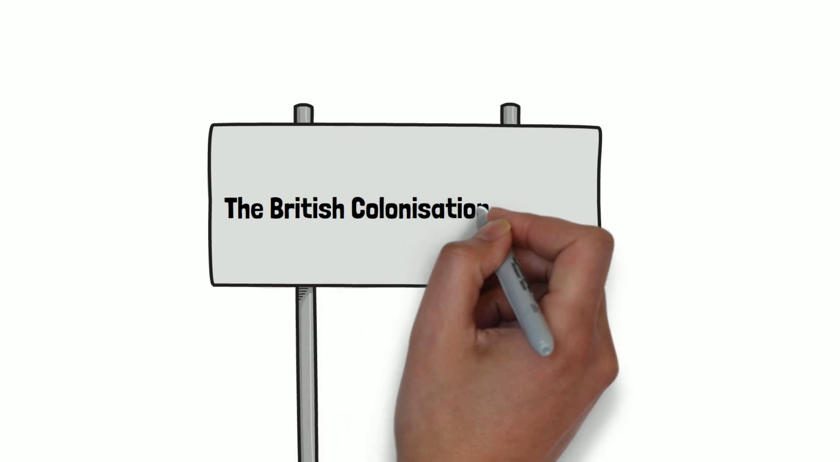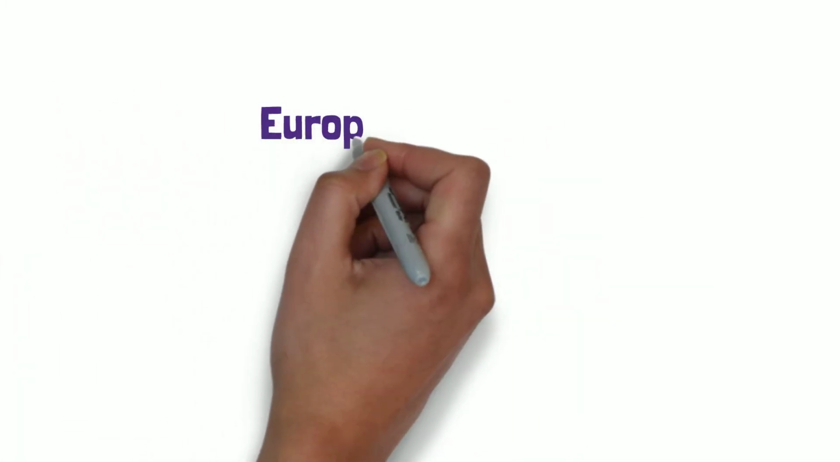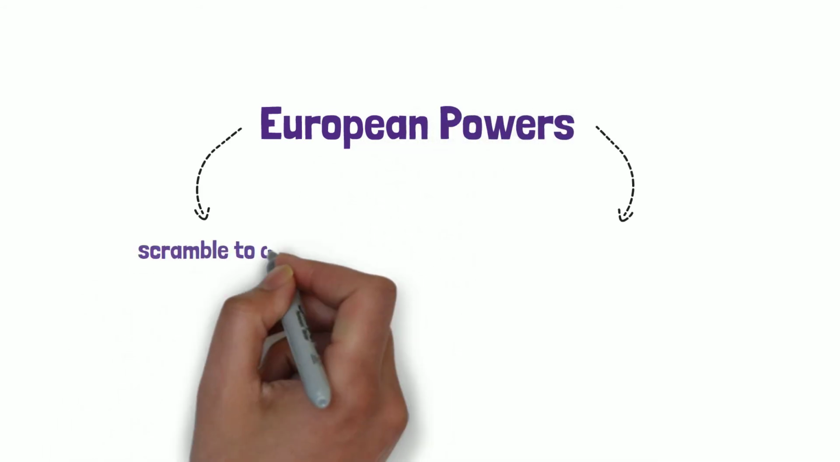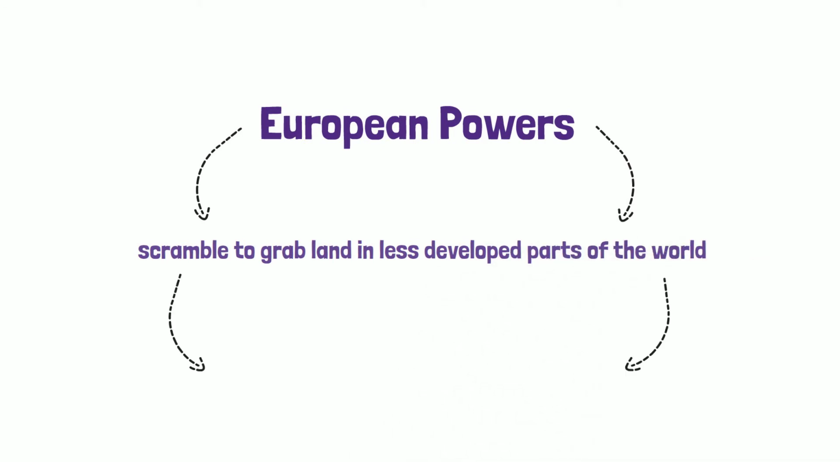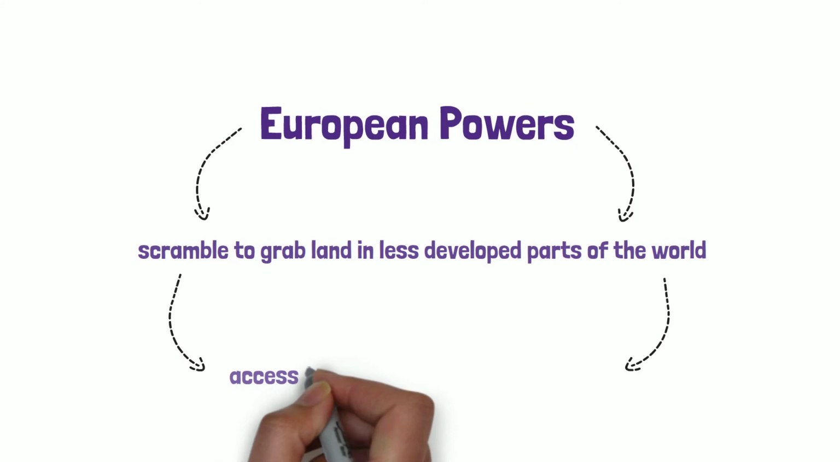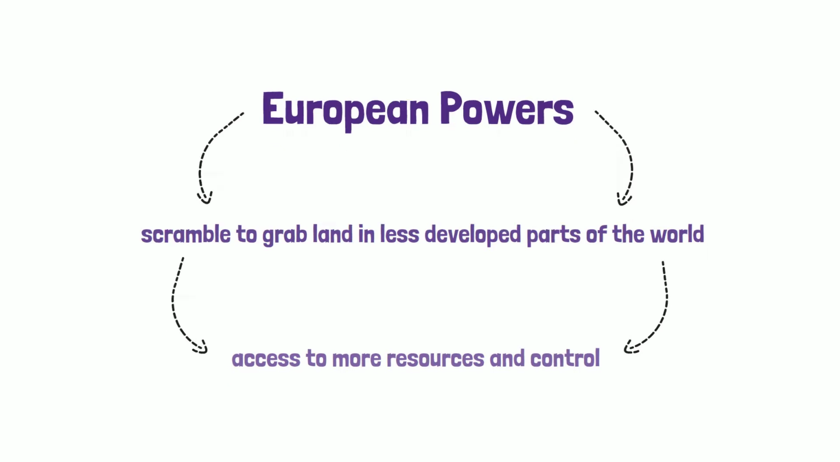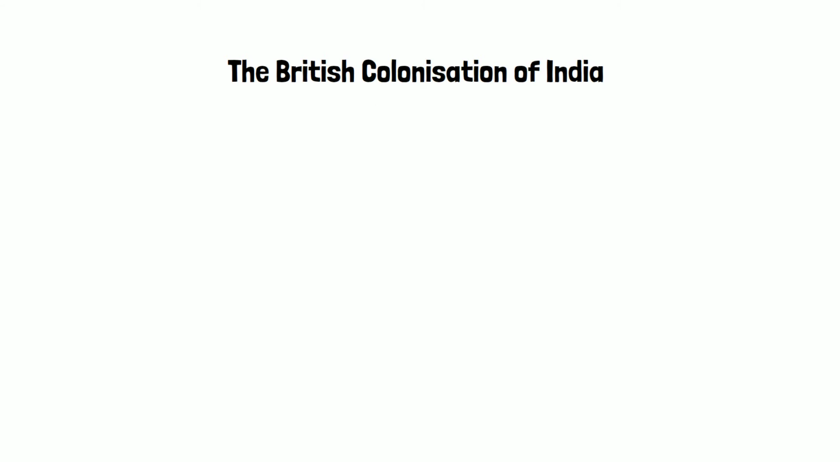The British colonisation of India. Over the course of the 18th to 20th century, European powers engaged in a scramble to grab land in less developed parts of the world. Forming colonies gave European powers access to more resources and control. But at what immediate and long-term cost? Let's take a look at an example: the British colonisation of India.